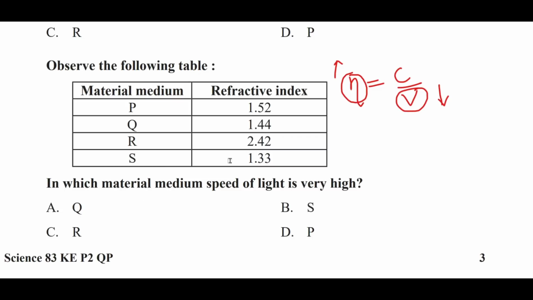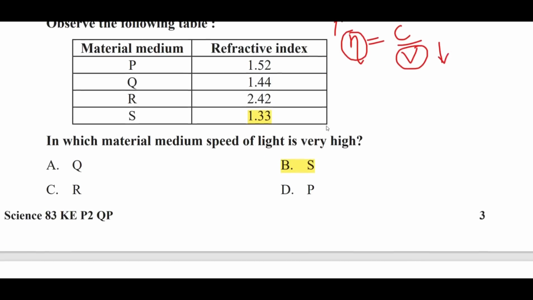In the same way, if refractive index decreases, the speed of light in the medium increases. Therefore, the correct answer is option B, S, because the refractive index is low, hence the speed of light will be very high. Therefore, the correct answer is material medium S, which will have high speed of light.